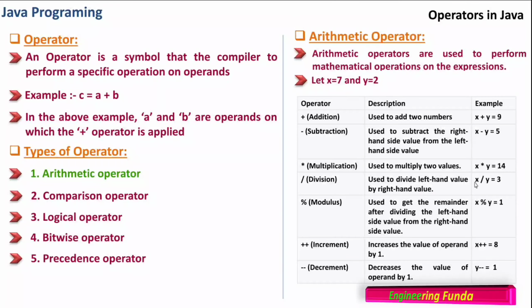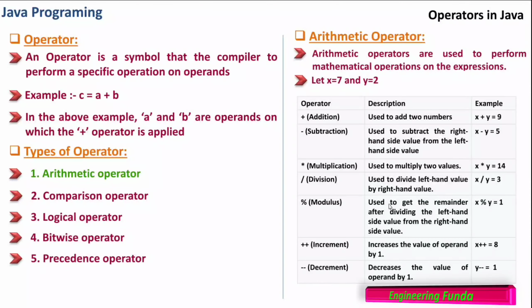Then division, 7 by 2 will give me 3. Now this result depends on the data type of x and y. Here 3 is considering that x and y both are of integer type, so the result will be an integer type. If you want a floating point number, you do a floating point division, and then you will have the result 3.5. Then either of x or y should be of type float or double.